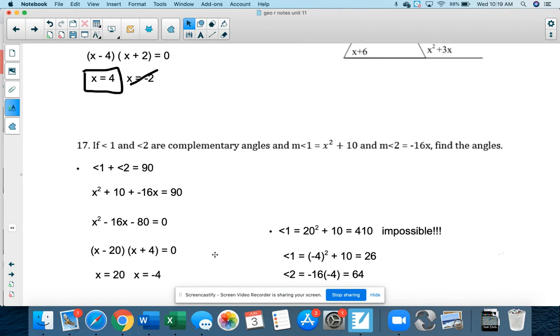So that was a little tricky in terms of the answer. Okay, and that's it for our factoring.